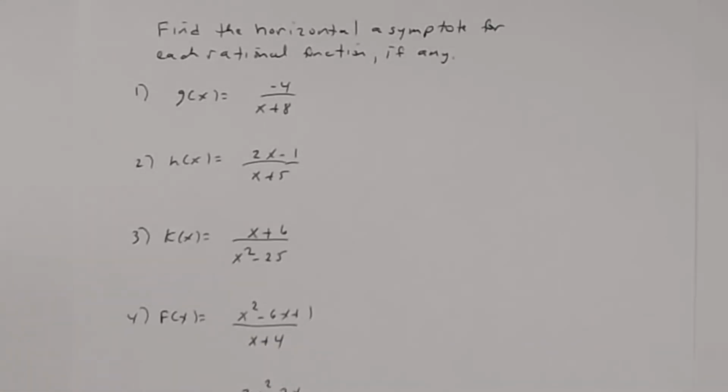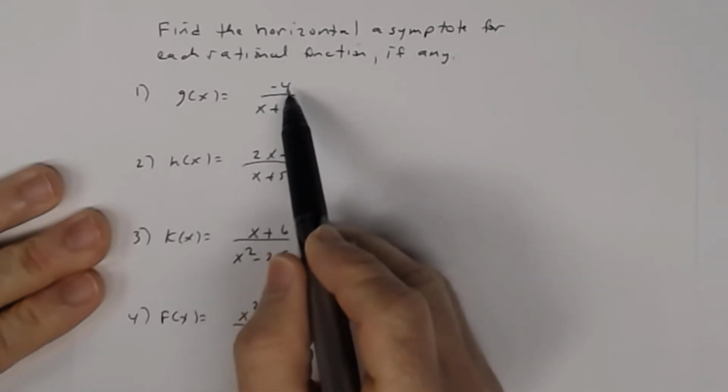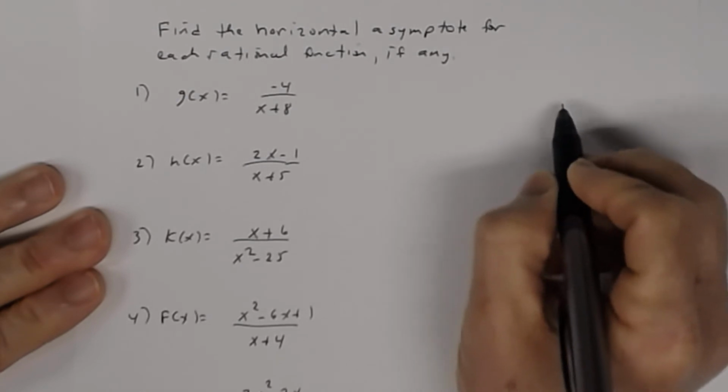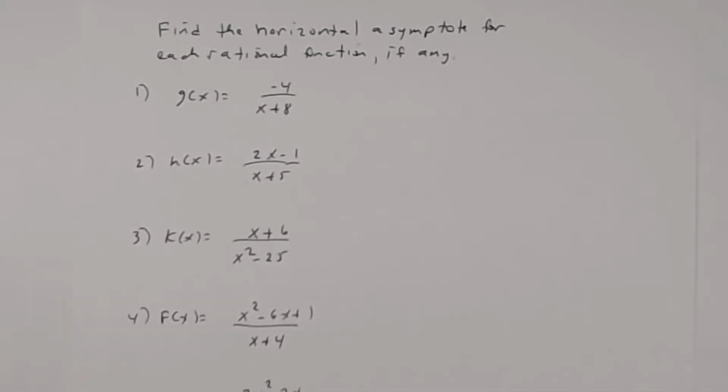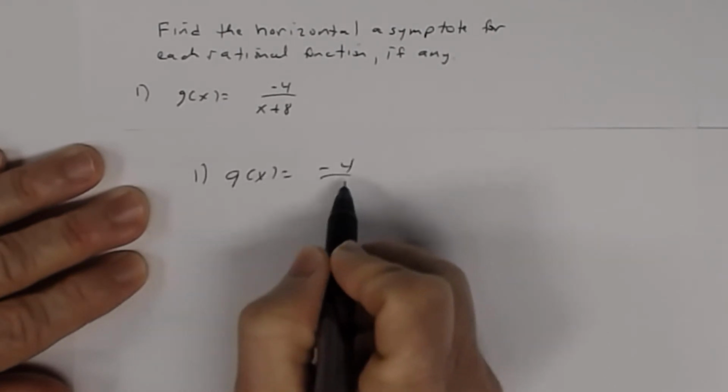Now let's look at some examples. It's not very difficult. Find the horizontal asymptote for each rational function, if any. Look at number 1. Think about what we discussed. So g of x equals -4 divided by x plus 8.